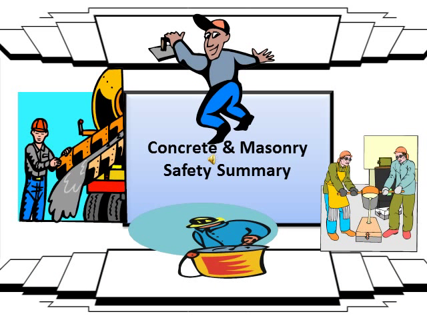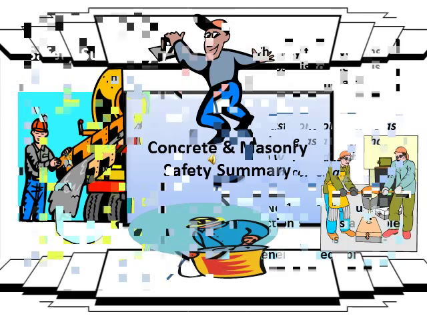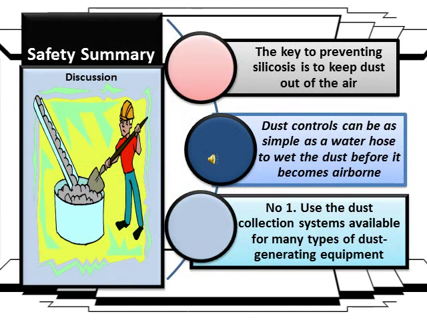Concrete and masonry safety summary. The key to preventing silicosis is to keep the dust out of the air. Dust controls can be as simple as a water hose to wet the dust before it becomes airborne. Number 1, use dust collection systems available for many types of dust generating equipment, putting the emphasis on engineering rather than personal protective equipment.